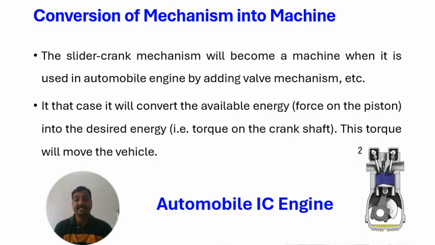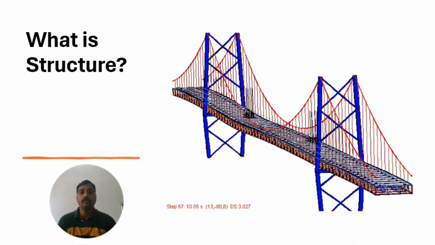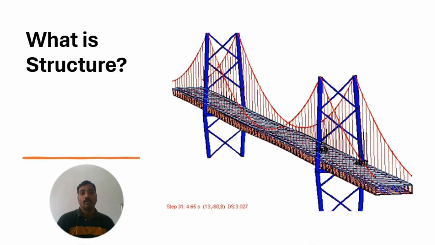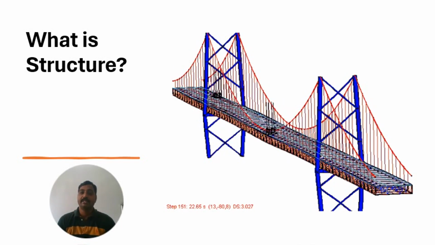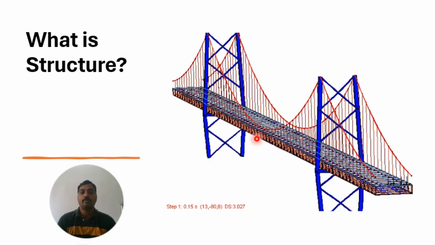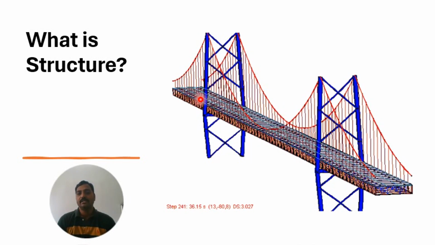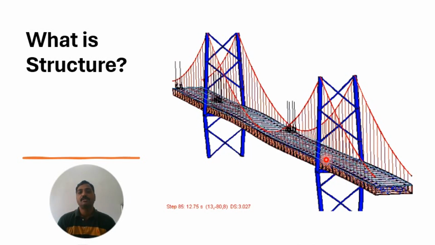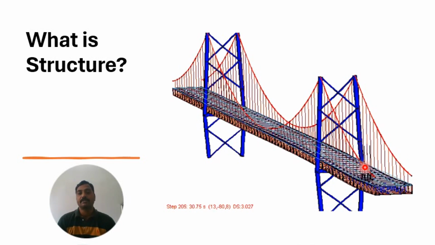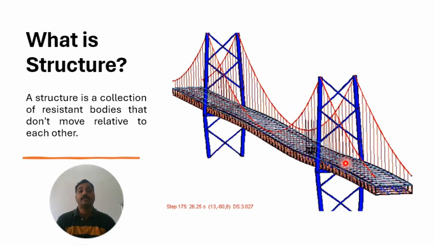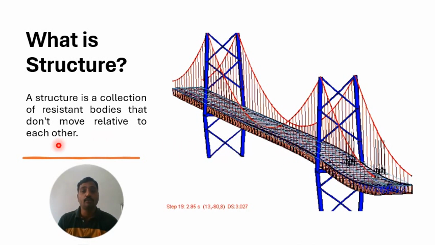We have already experienced this kind of mechanism in our life. So there we can see what the structure is in this case. In this case, we see a cable bridge. At the same time, some vehicles are moving on it. When a vehicle is moving on it, there will be different types of displacements on this part. So the structure is a collection of resistant bodies that do not move relative to each other.